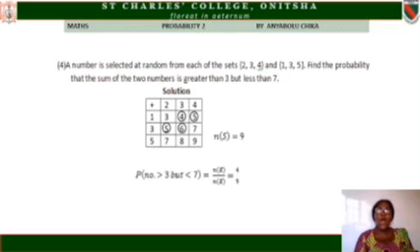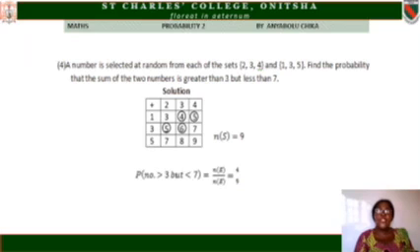Then you sum: 1 plus 2 is 3, 1 plus 3 is 4, 1 plus 4 is 5. 3 plus 2 is 5, 3 plus 3 is 6, 3 plus 4 is 7. 5 plus 2 is 7, 5 plus 3 is 8, 5 plus 4 is 9. Then you see the places where we circle. That is where we have the required outcomes, the total score greater than 3 but less than 7. The total number in the sample space equals 9.